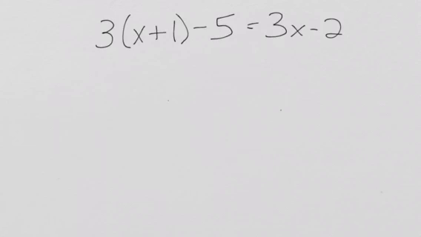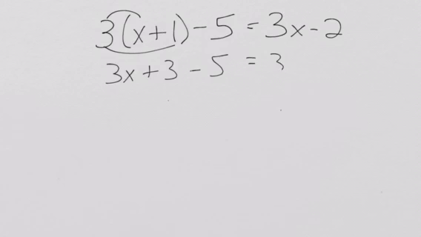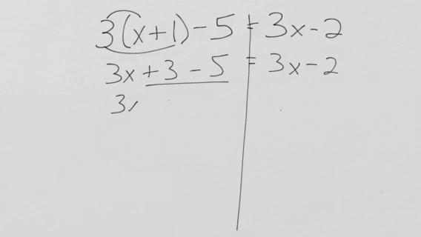Okay, let's look at our first problem. If you notice, this one has parentheses, so we're going to have to do a little distributive property. We'll do 3 times x equals 3x plus 3, plus 1 equals 3, minus the 5 equals 3x minus 2. And I'd like to put that line down to divide it. Now, let's do a little combining like terms. 3x, what's plus 3 and minus 5? Well, that's minus 2 equals 3x minus 2.